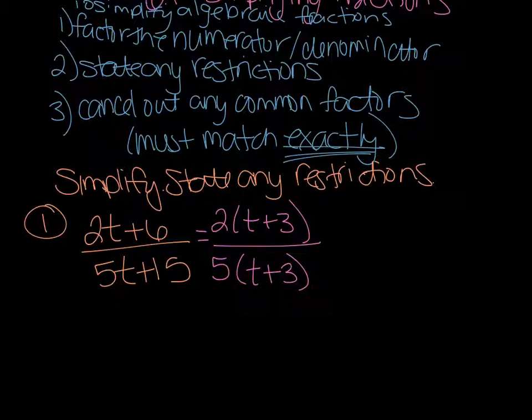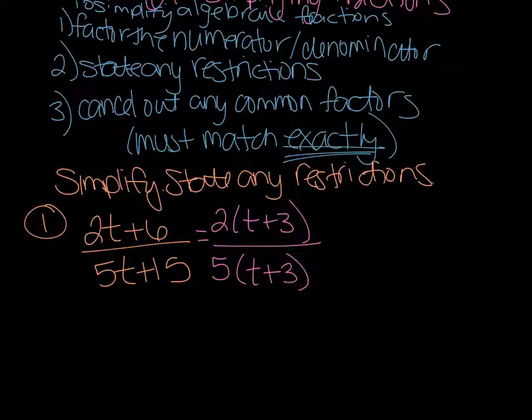So, we're supposed to look at our restrictions. If I look at my denominator, I'm looking for any value of t that would make it 0. So you're going to look at how many factors you have. I have 2 factors, right? I have 5 times t plus 3. Okay, so if we look at the 5 first, will 5 ever be 0? No. So we don't have to worry about the 5. If I look at the t plus 3, what value of t would make that 0?